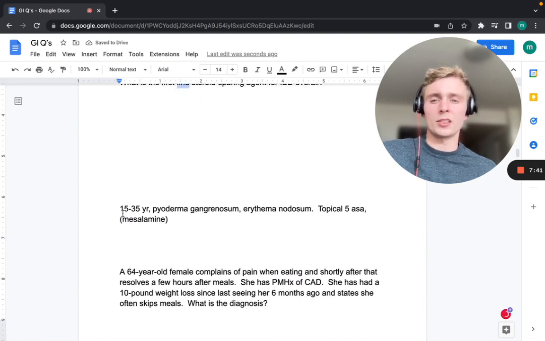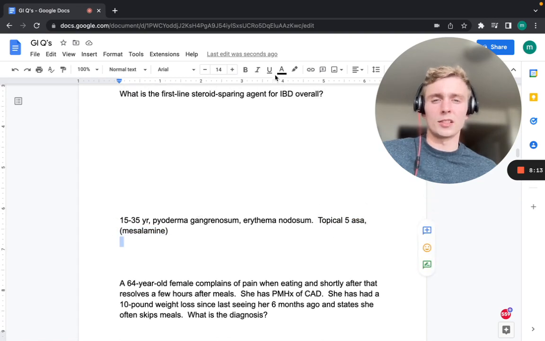The most common age is going to be 15 to 35, so they're relatively young when they have this, in both forms of IBD. And of course, the two dermatologic manifestations are pyoderma gangrenosum, have to know that one, and also erythema nodosum, most typically on the shins. And we want to use mesalamine. So that's topical 5-aminosalicylic acid. That's mesalamine, and that's your first line for this condition.